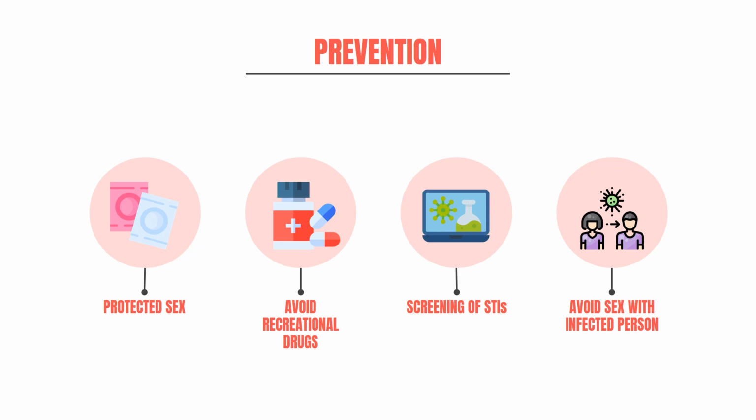Then prevention. How can one prevent syphilis? So first one and most important is protected sex. One should always use a condom during sex. Then avoid recreational drugs. Recreational drugs mean drugs which are used to induce an altered state of consciousness. They are also known as psychoactive drugs. There is an article published about recreational drugs in connection with syphilis, and I have provided the link of that article in the description box.